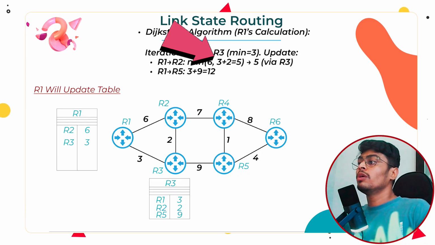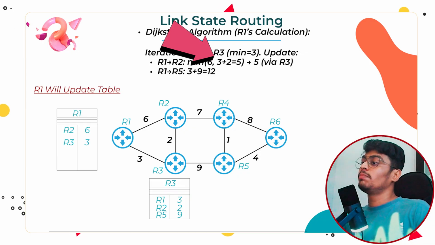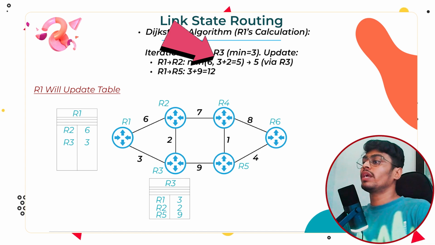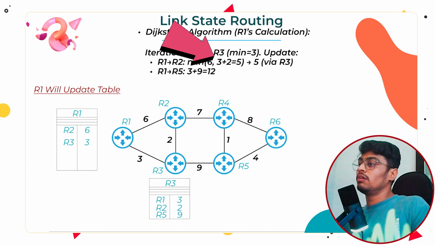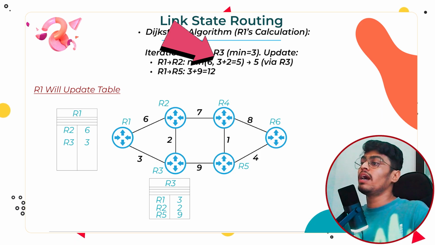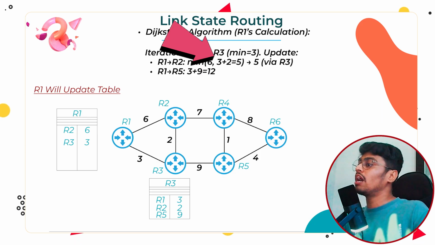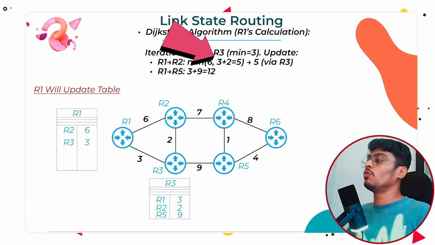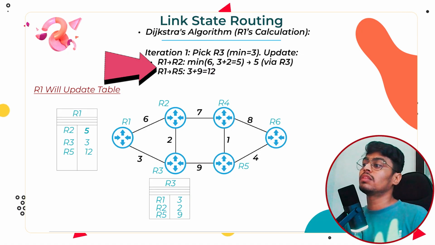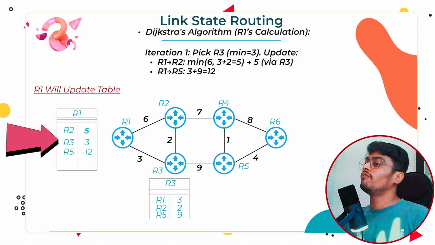R1 to R2: 3 plus 2 becomes 5, instead of 6. The minimum value will be 5. So via R3, R1 will go to R2 with the cost of 5. R1 to R2 direct cost is 6, so we take the minimum. This is the Dijkstra algorithm. R1 to R5: 3 plus 9 equals 12, via R3.